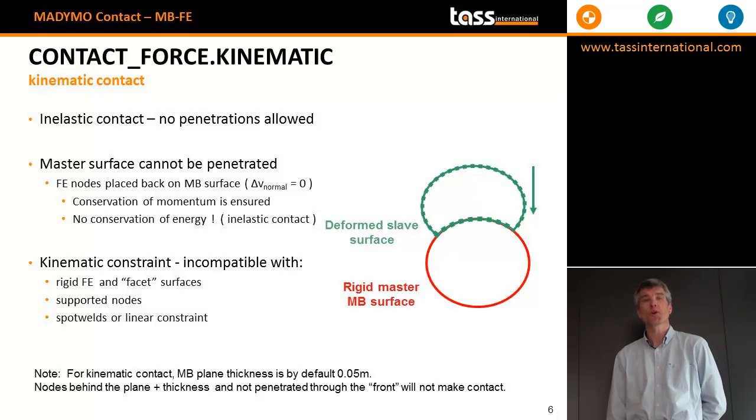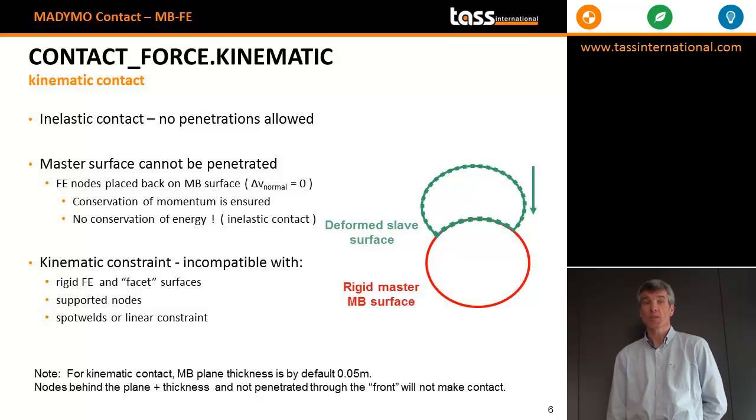But there's even a more important reason for which it is better not to use this. Those are the kinematic constraints. As said, nodes that are penetrating is not allowed. You will have some penetration, but in the same time step, the nodes which are penetrating are put back on the surface, in this case, for example, the master surface.